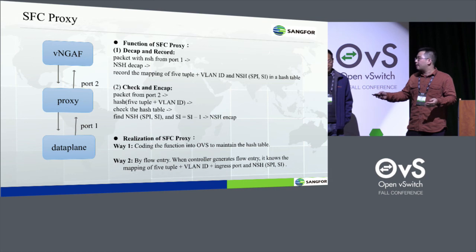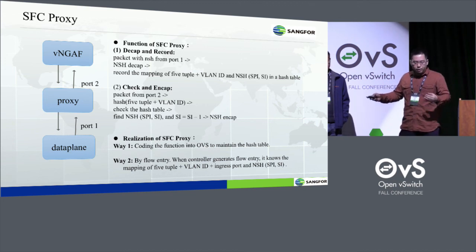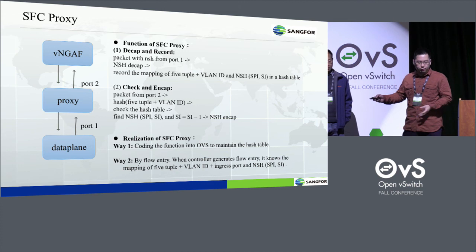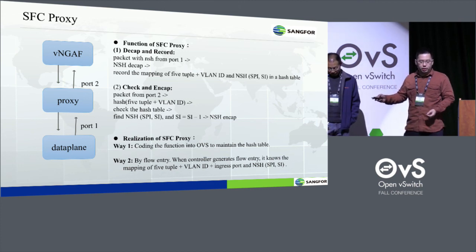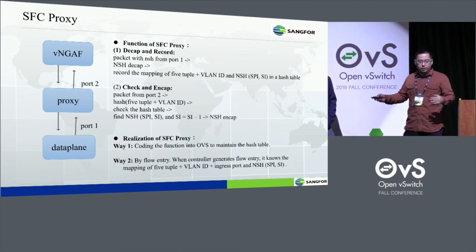And then the packet comes to the VMFs and comes back to the proxy from port 2. Then the proxy will derive the file tuple and the VLAN ID from the packet and do the hash computing. And then the proxy tracks the hash table and finds the SPI and SI. And it minus the SI by 1. Then it uses the SI and SPI to encap the packet with the network function header.